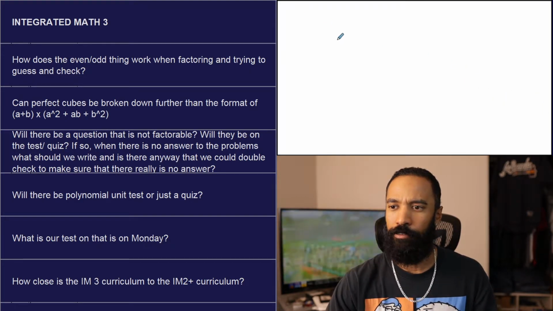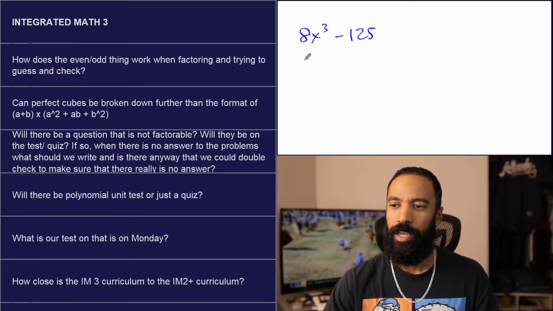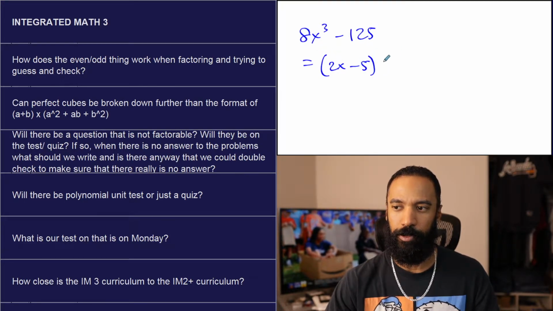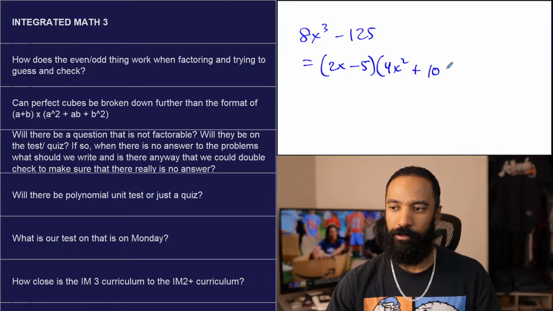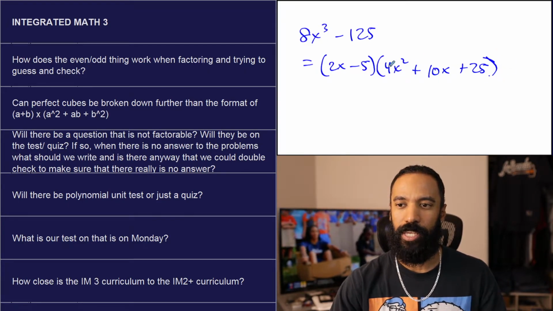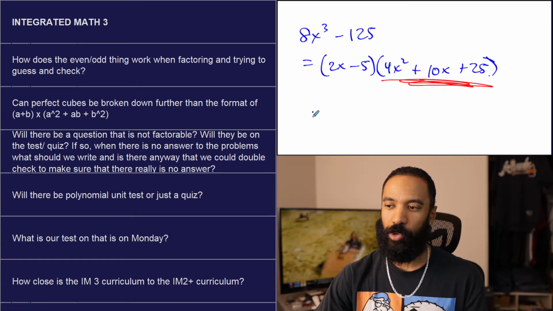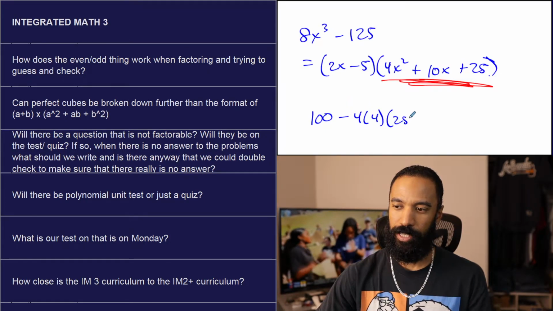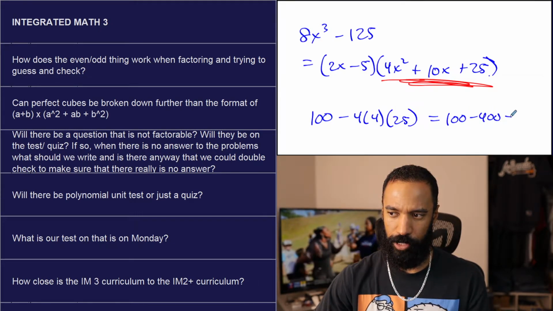What's a perfect cube? 8x cubed minus, I can't use 64, 125 right here. This would factor into 2x minus 5, because that's a perfect cube. Then you square the 2x to get 4x squared, plus 2x times 5, which is 10x, plus 5 squared, which is 25. So there's the factorization, and the question becomes, is this further factorable? Well, it's not. But if you did your b squared minus 4ac, 100 is b squared. Then 4ac becomes 16 times 25, which I think is 400. So 100 minus 400 is negative 300.